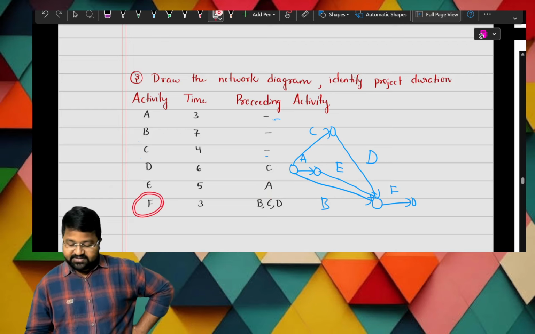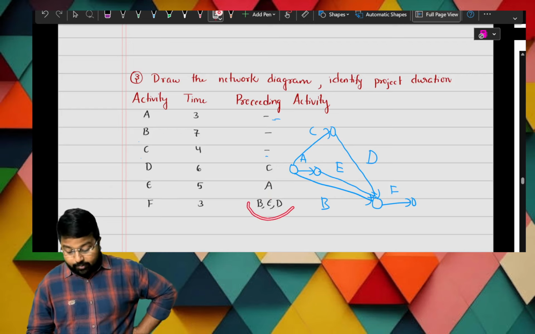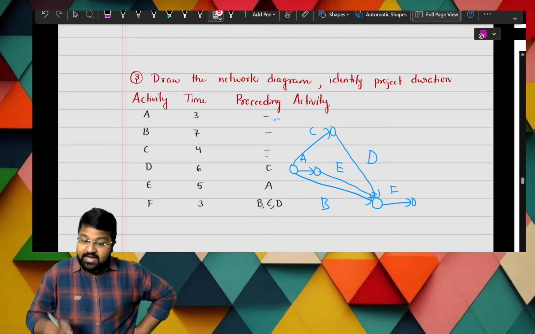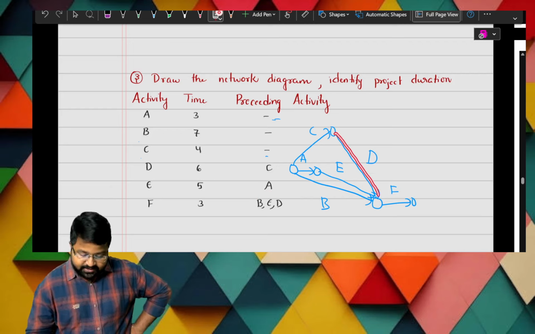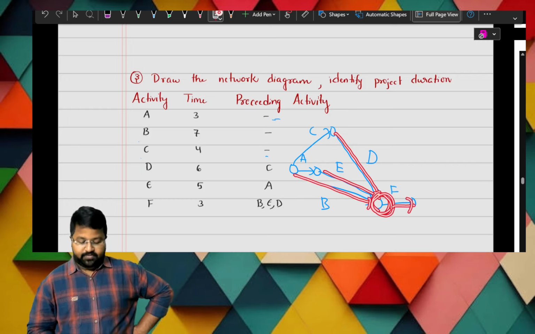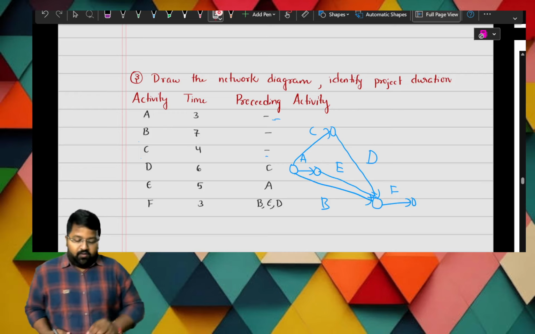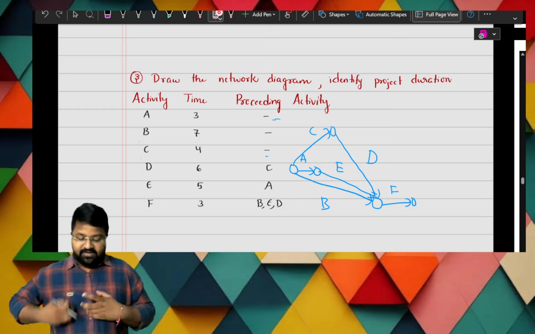Next, F starts where B comma E comma D ends. So D is ending at this point, B is ending at this point, and E is ending at this point. From here we are drawing. Is it okay? Done? Now, when the diagram is done, what is our next step, sir?